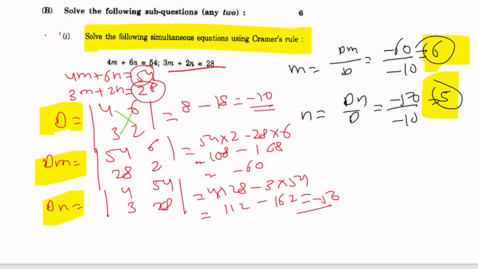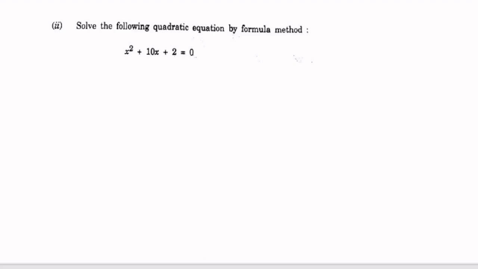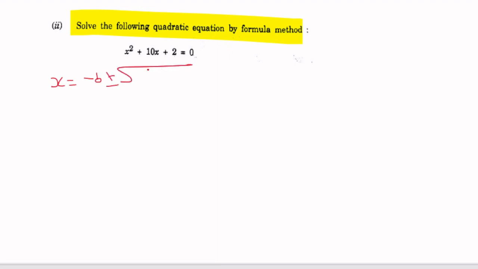Okay, let's move to the next question of B. Here it says solve the following quadratic equation by formula method. When it says formula method, what is the formula for a quadratic equation? To solve the quadratic equation, x is equal to minus b plus minus square root of b square minus 4ac, divided by 2a, and this is the formula.